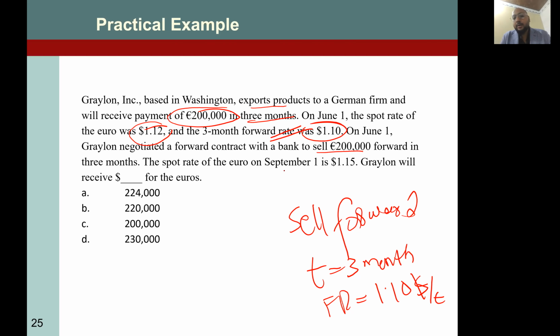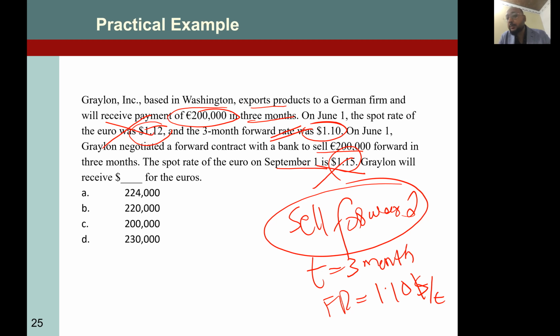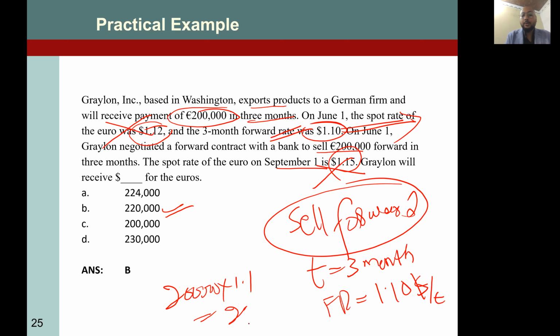The spot rate of the euro on September 1st is 1.15. How much will Grayland receive? Since they entered into a contract, no matter what the spot rate is at the beginning and what the future spot rate is at the end, you will be executing the transaction at the forward rate. The answer is going to be C, which is 200,000 multiplied by 1.1, which is 220,000 dollars.